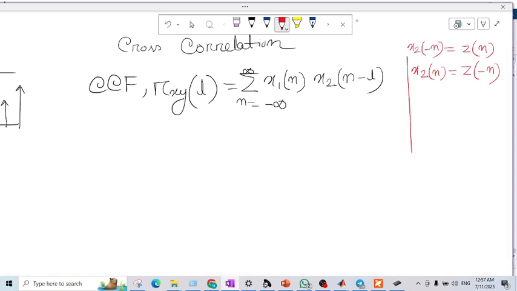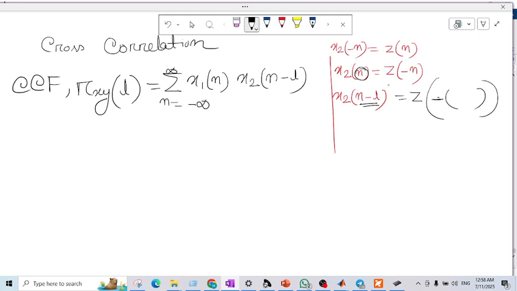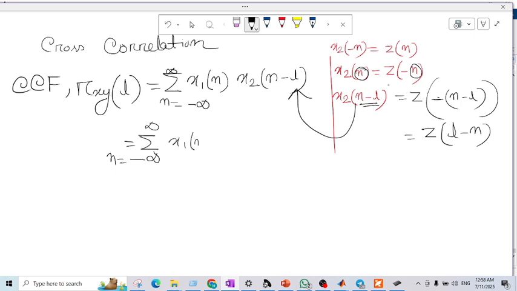Now let's take x2[n minus L]. That means I have written n minus L instead of n, and here I also write n minus L instead of n. So it is simply z[L minus n]. Now let's put it here. Then I will get x1[n] z[L minus n].